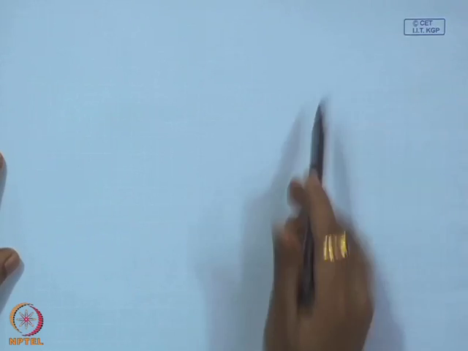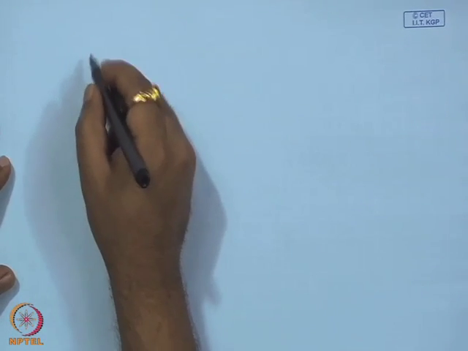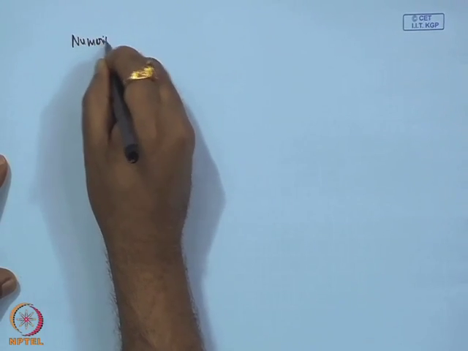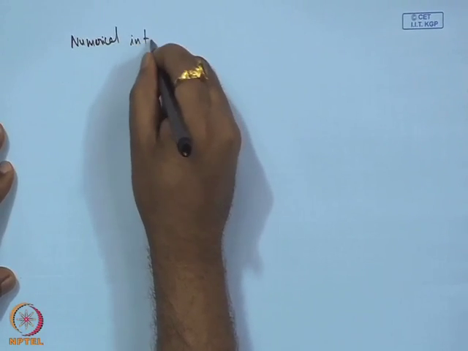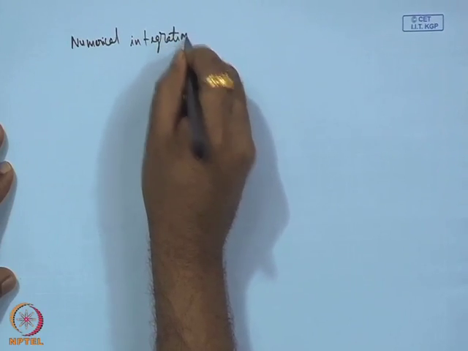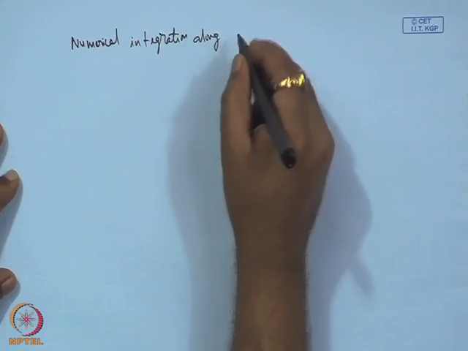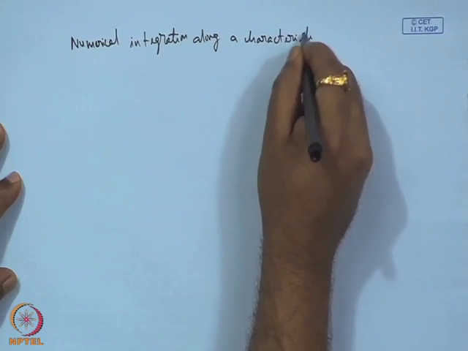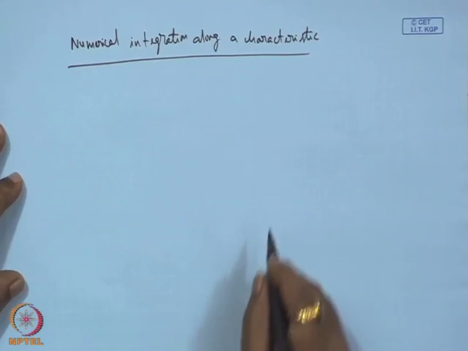So, now we would like to consider numerical integration along a characteristic. Having obtained the analytical, we want to make use of the concept of characteristic and then compute the solution numerically. So, this is in some sense similar to the second order, but let us have a look at it.